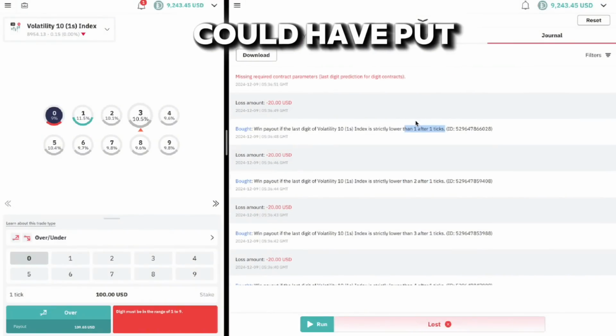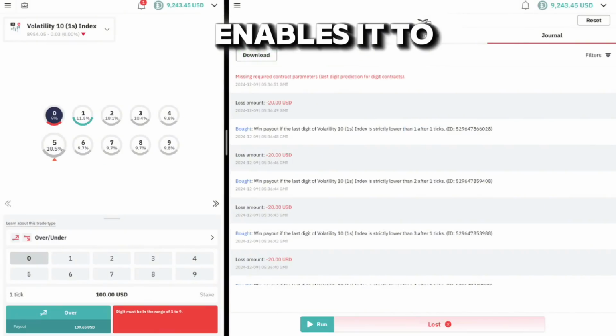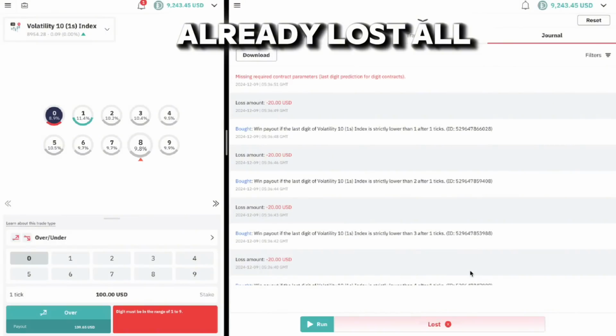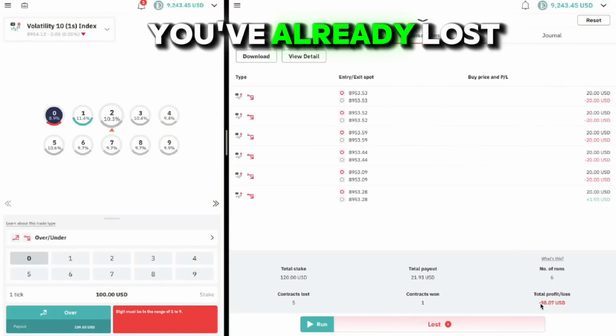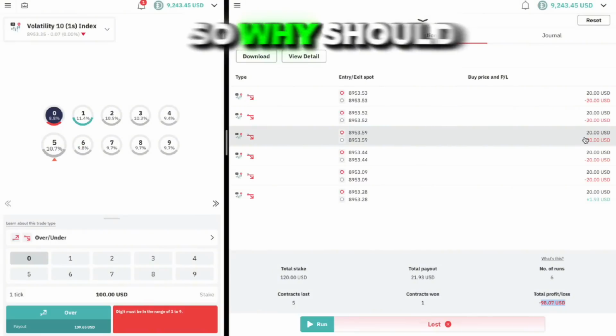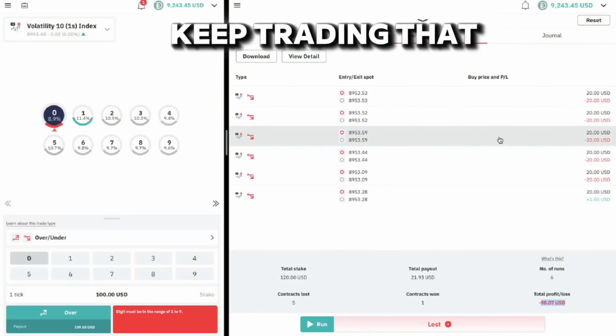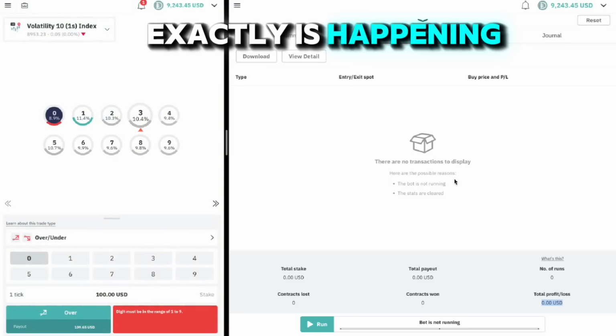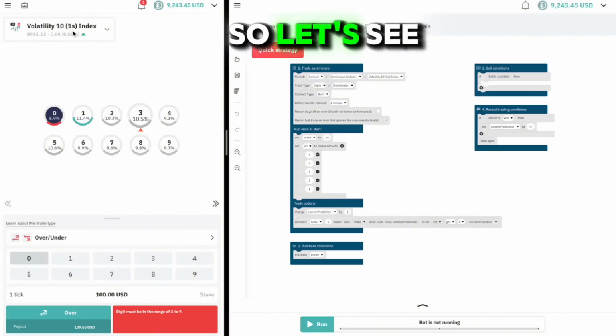So here I could have put a block that enables it to go back to under 9. But bro, you've already lost all this amount. You've already lost 1, 2, 3, 4, 5 times, almost $100. So why should you keep trading that market? You need to understand what exactly is happening here. So let's see.